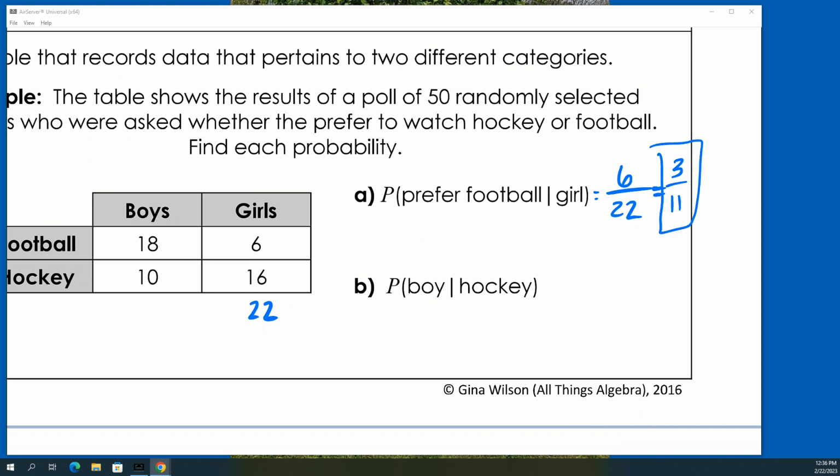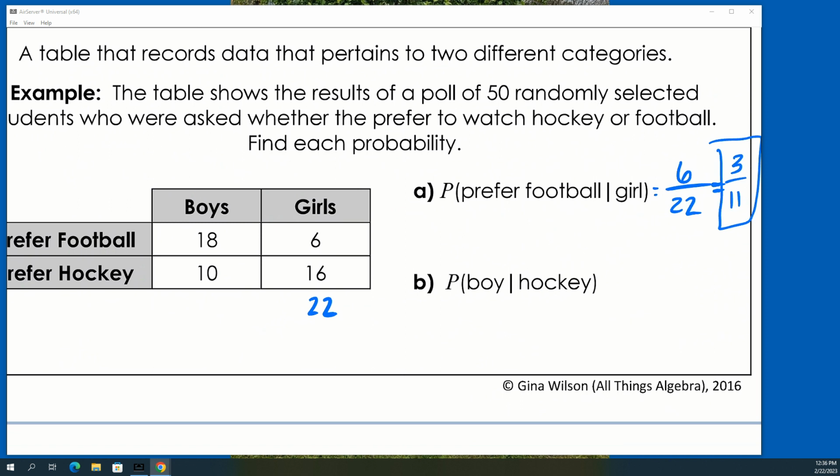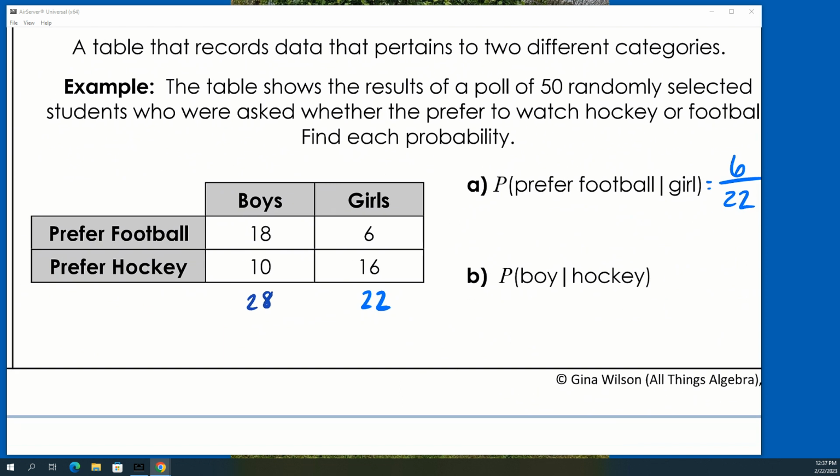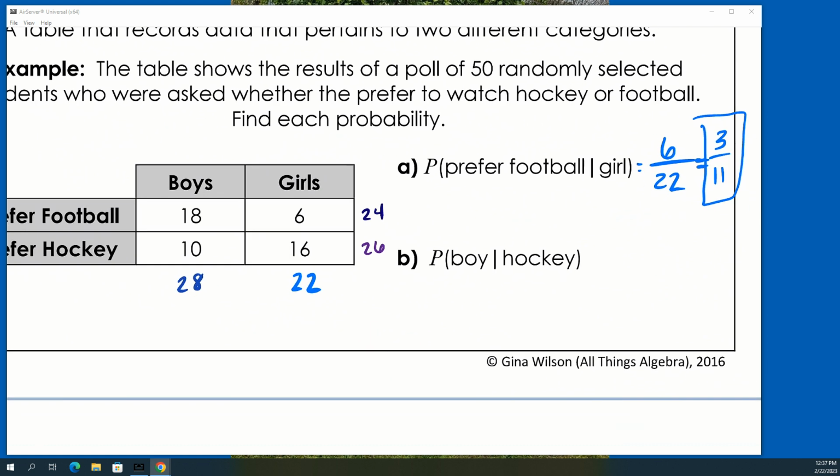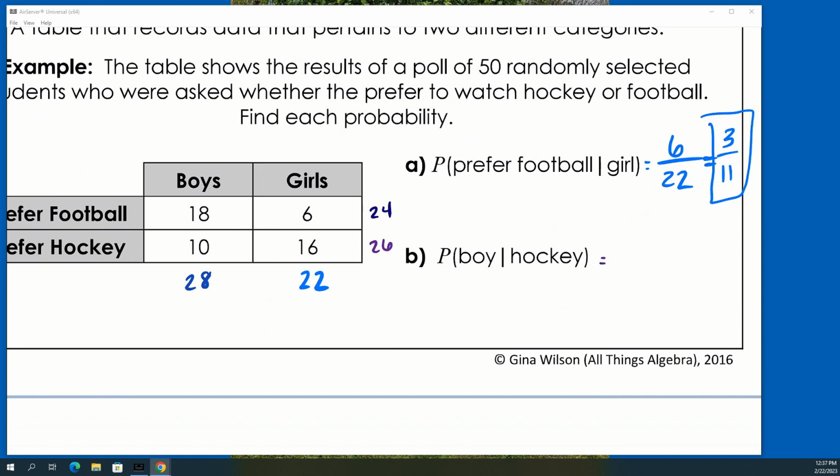All right, now I'm just going to go ahead and add all the columns up. So the boys column, you add those, you're going to get 28. And then the preferred football row, when you add those, you're going to get 24. And then preferred hockey row, that's going to be 26. So when I see these tables, I usually just go ahead and do that. It saves time later whenever you need it.